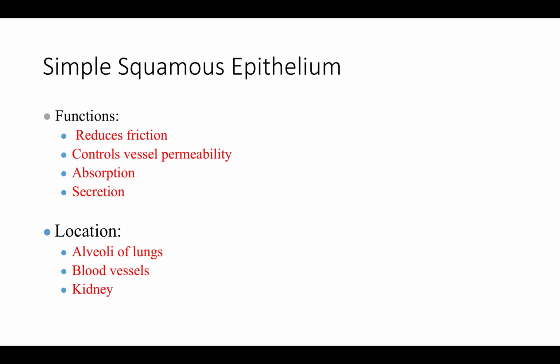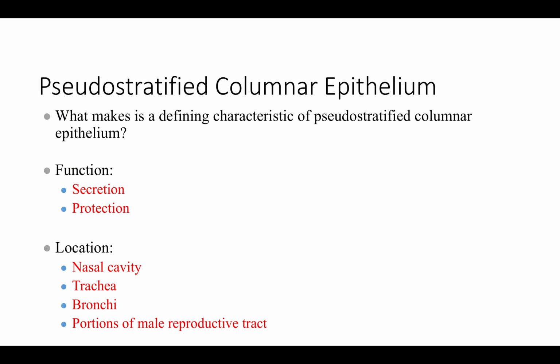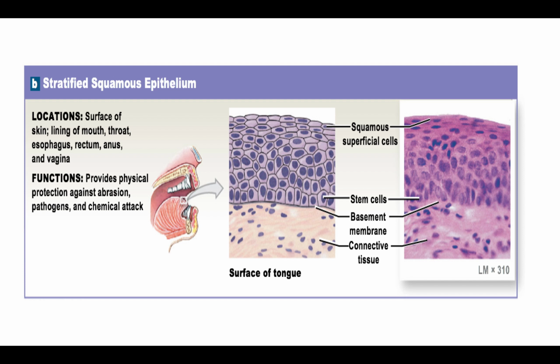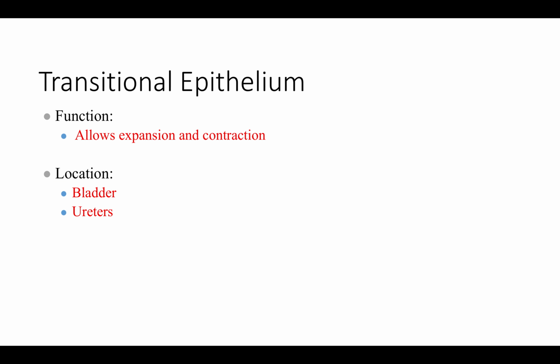You can read through those, review the functions and the locations. You have simple squamous, simple cuboidal, simple columnar, pseudostratified, and stratified squamous. It's important that you know that stratified squamous makes up your skin, the outermost layer of your skin. You have stratified cuboidal and columnar. We also looked at transitional.